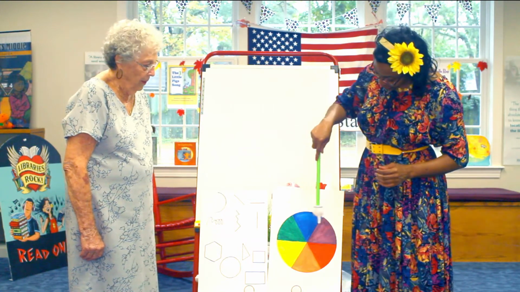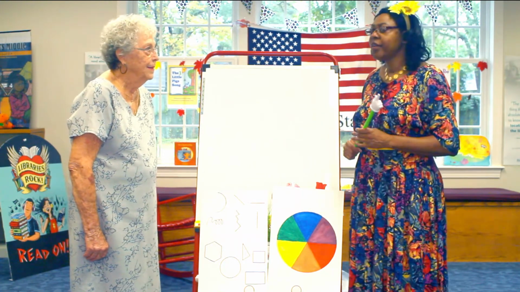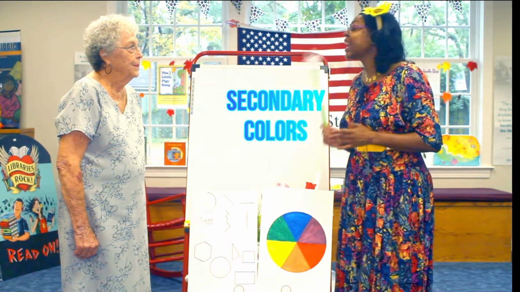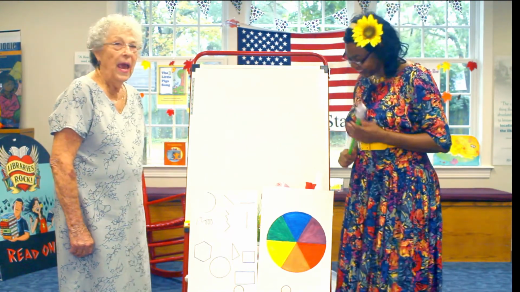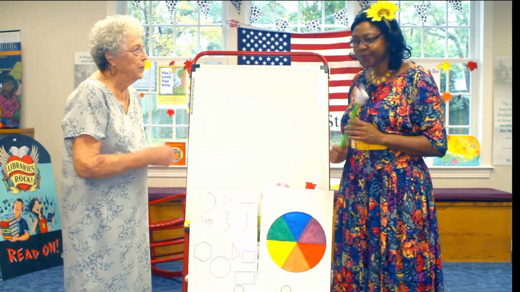You mean the green, the purple, and the orange? That's right. They're called secondary colors. Wonderful. And how do we get those secondary colors? Think.